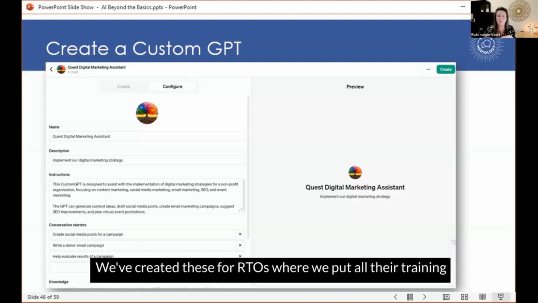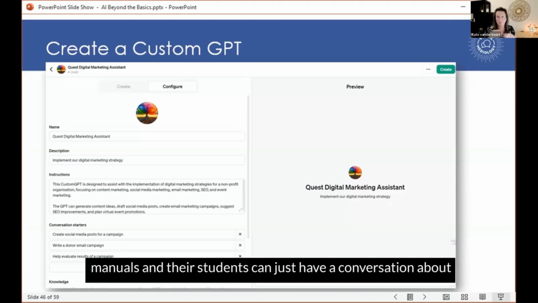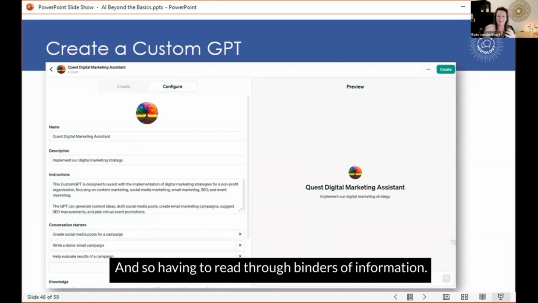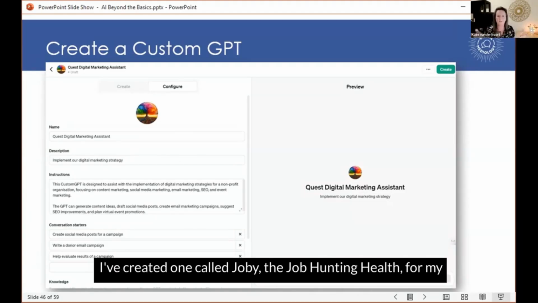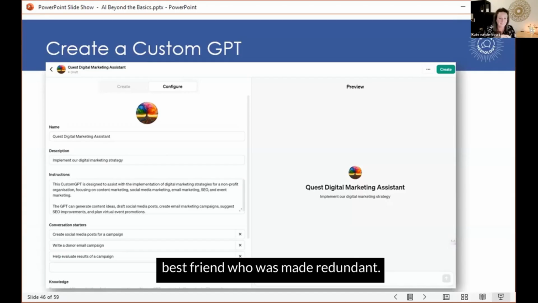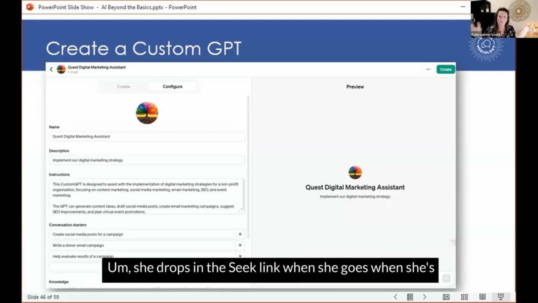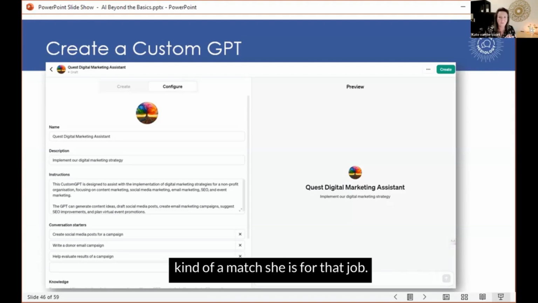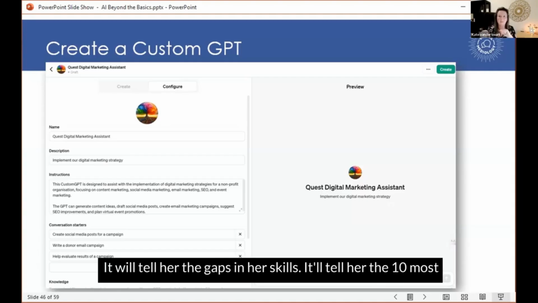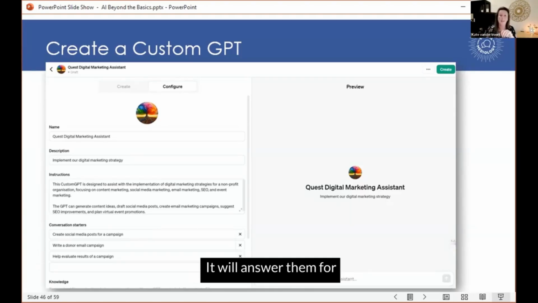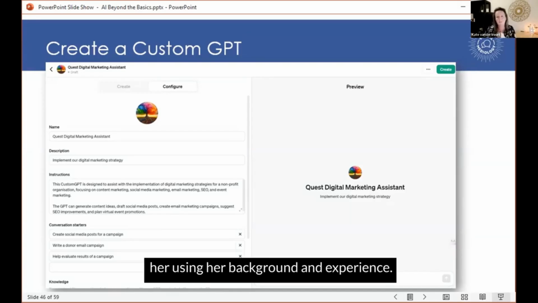We've created these for RTOs where we put all their training manuals, and their students can just have a conversation about finding the data in a training manual instead of having to read through binders of information. I've created one called Jobby the Job Hunting Elf for my best friend who was made redundant. And we've uploaded her LinkedIn profile, her CV. She drops in the Seek link when she's looking at a job. It will tell her what kind of a match she is for that job. It will tell her the gaps in her skills. It'll tell her the 10 most likely interview questions. It will answer them for her using her background and experience.